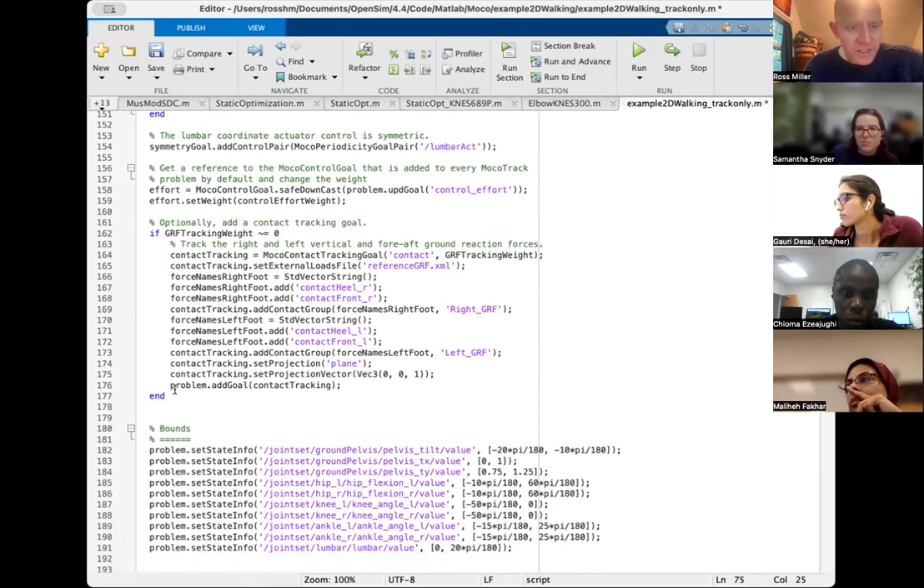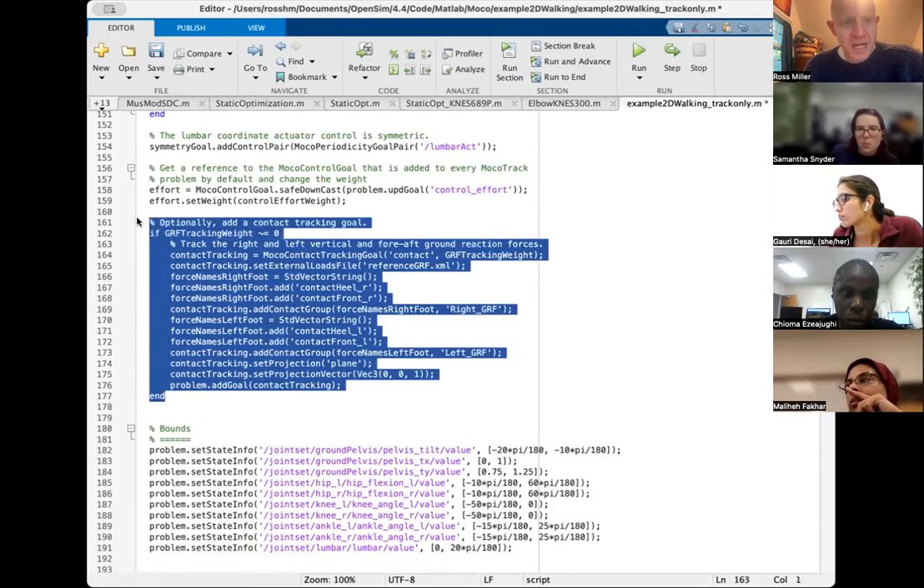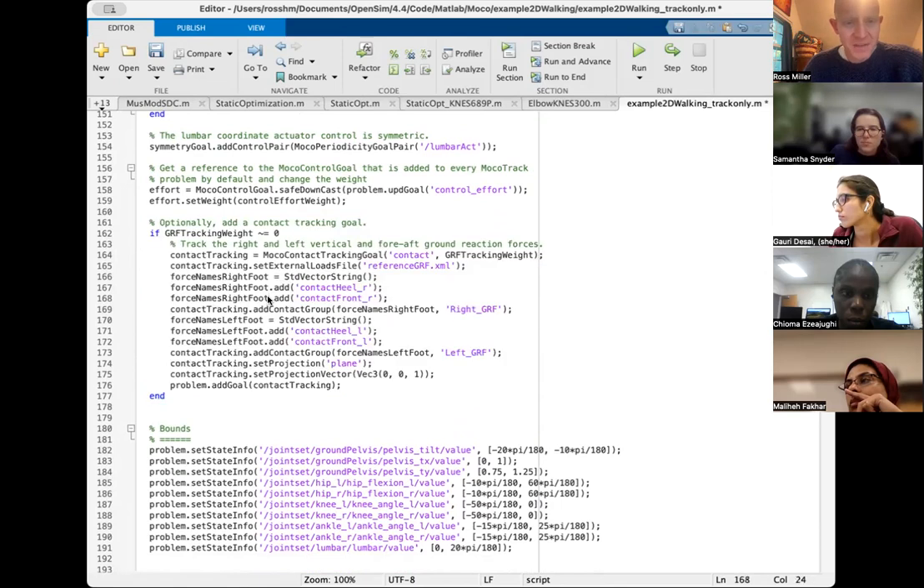Down here is where it's defining tracking of the ground reaction forces. This is not the best way to do this. It's tracking the overall magnitude, not the magnitude in each direction, but it's a fairly easy change to get it to track each vector in each direction if you want to do that.